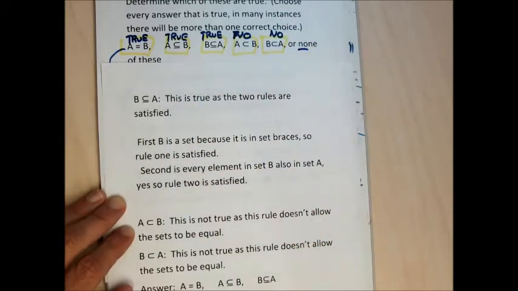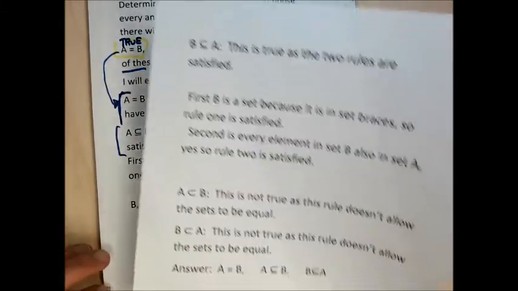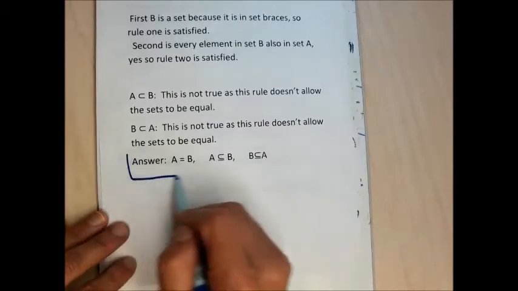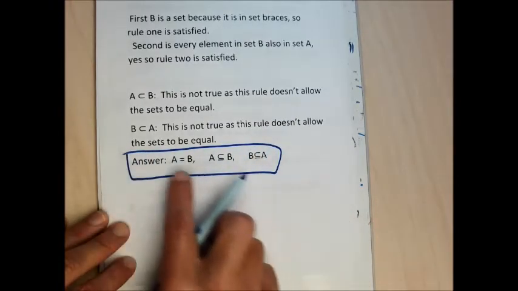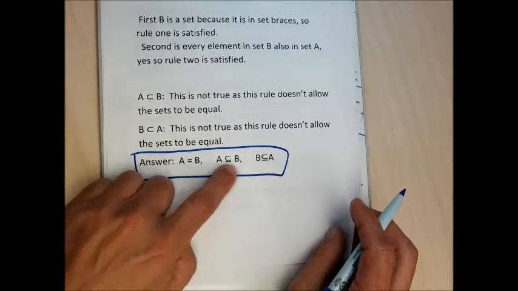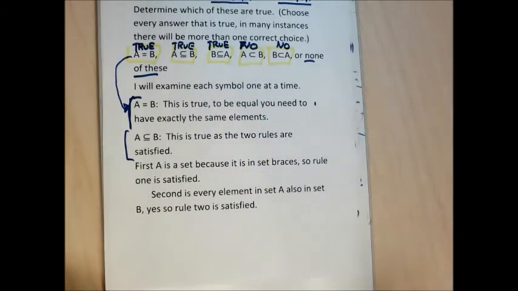So that's not true. So when I go to write an answer to this, my answer needs to be any of the symbols that are true, and these three symbols were true. A was equal to B, A is a subset of B, and B is a subset of A.